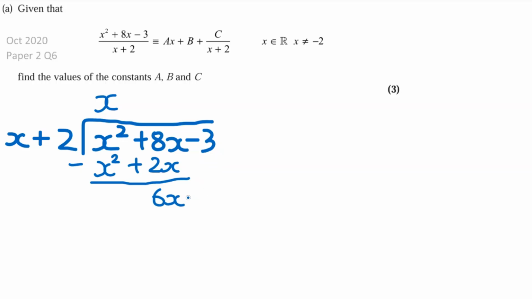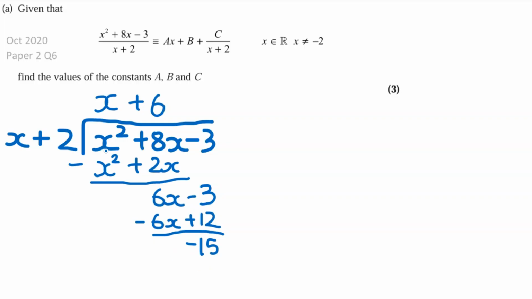Then we bring down the minus 3 with the 6x, and divide 6x by x, so it becomes plus 6. Then we multiply this 6 by x plus 2, so it becomes 6x plus 12, and we subtract this 6x plus 12 from the 6x minus 3. The 6x cancels out and leaves 0, and minus 3 minus 12 is equal to minus 15.